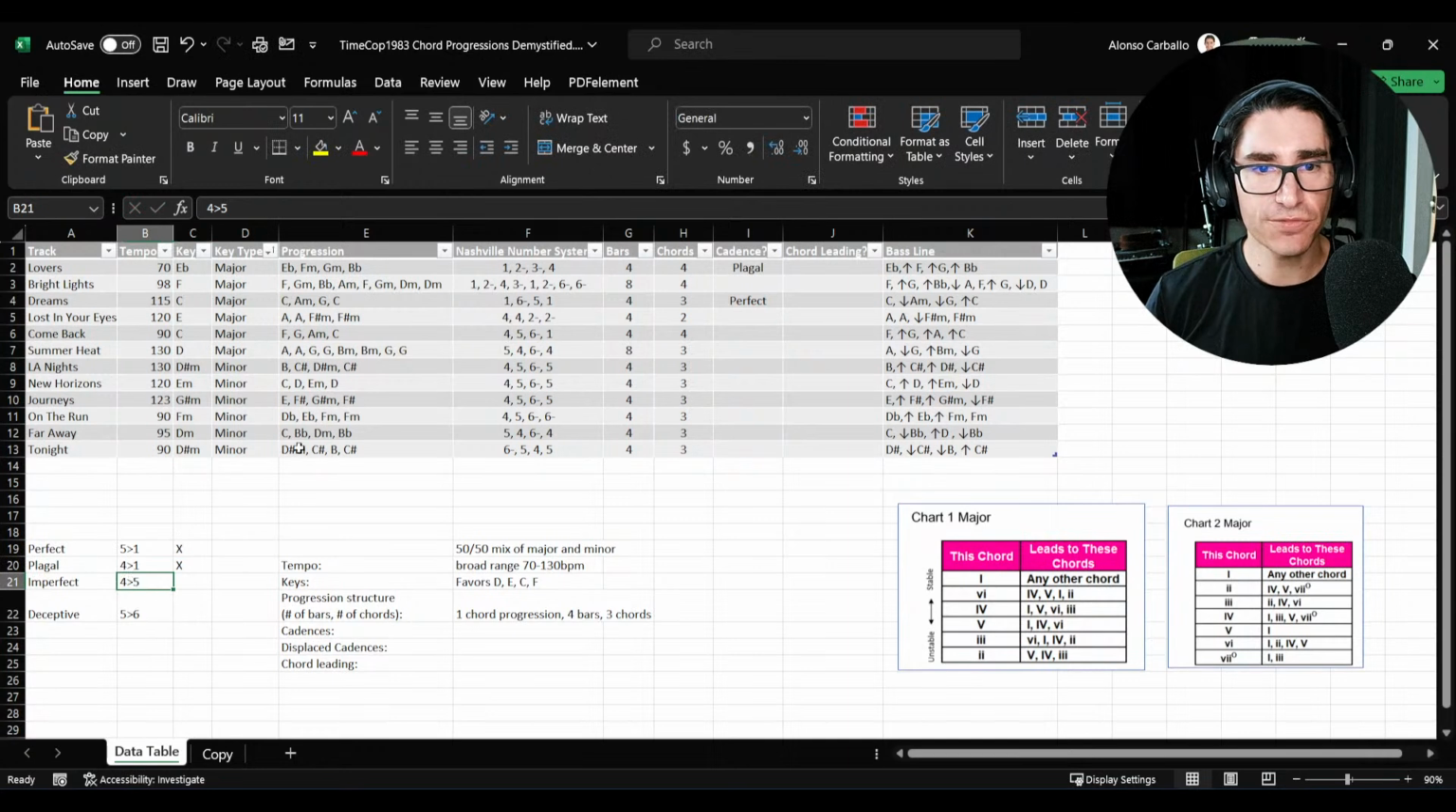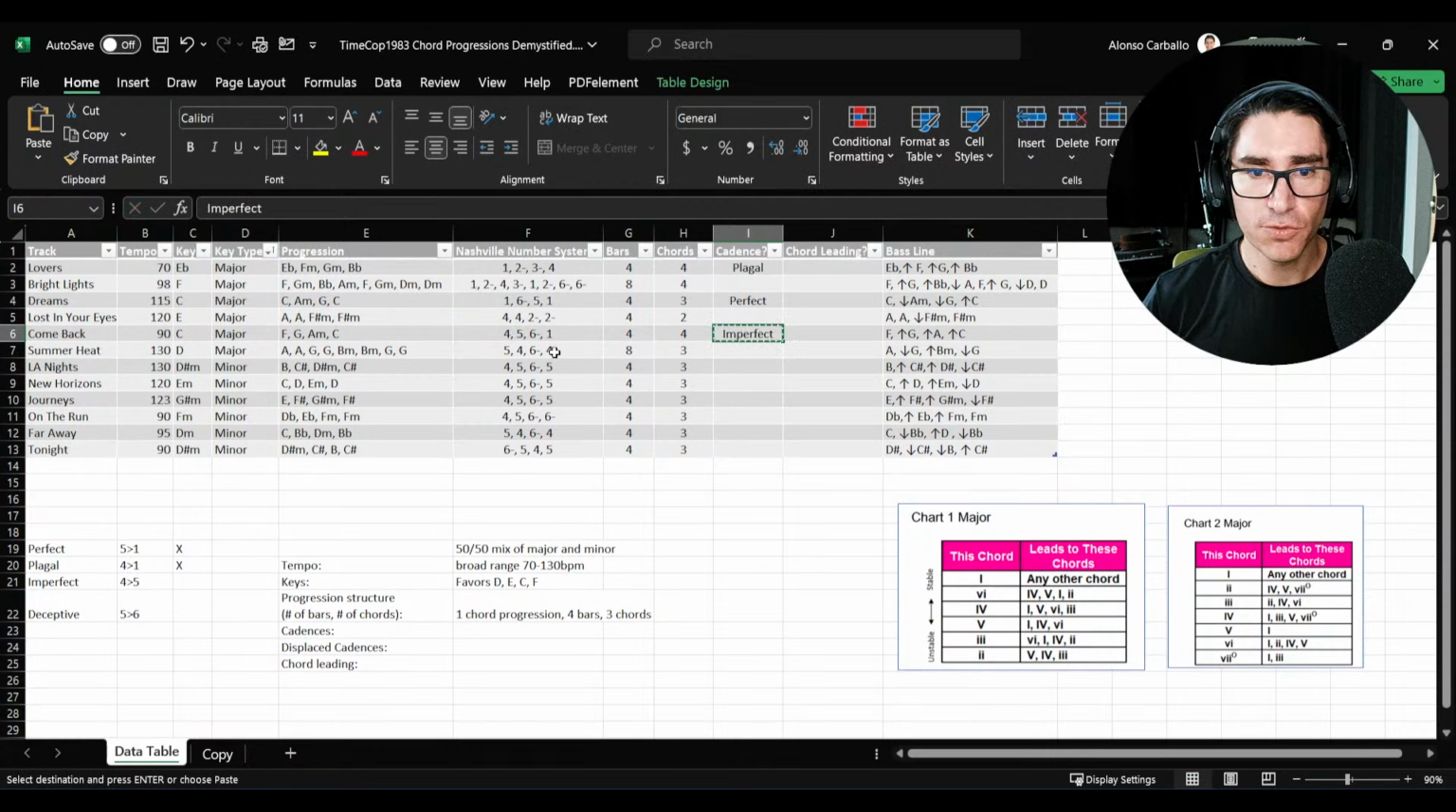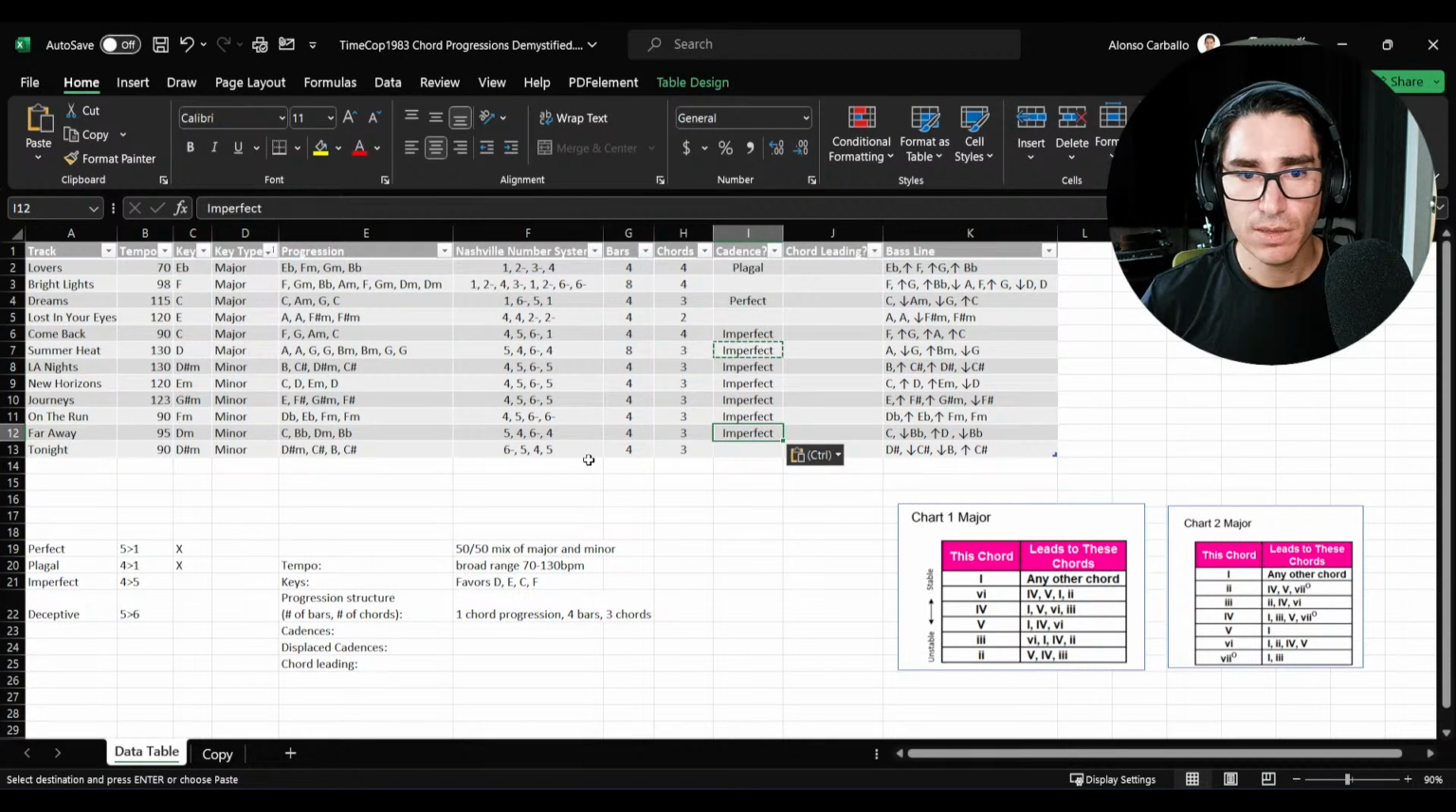Imperfect, do we have any 4 to 5 movements? For example, here. 4 to 5 here. 4 is the last chord, then we're starting on a 5 chord. 4 to 5 here, here. Hold on. Here. Here, the last chord to the first chord. And also here. Okay.